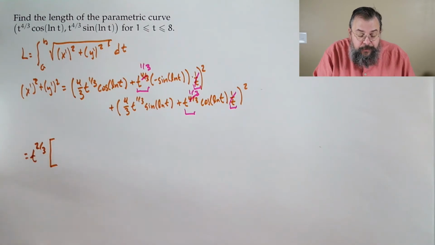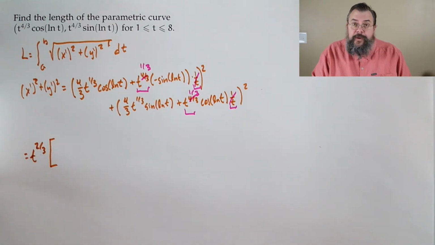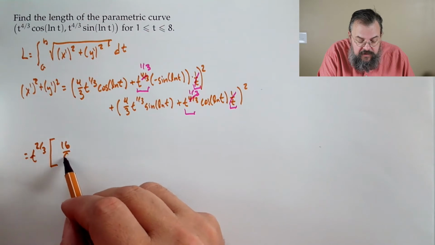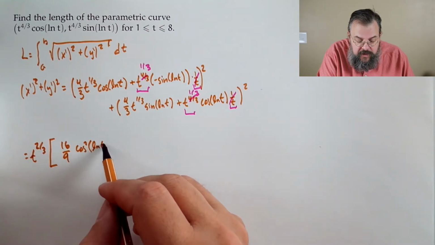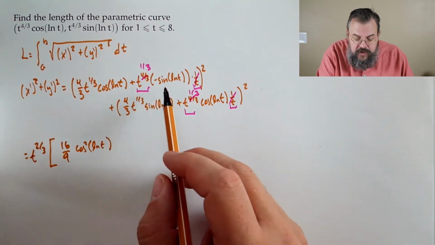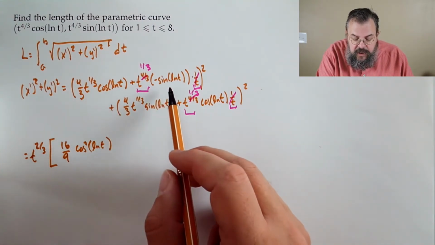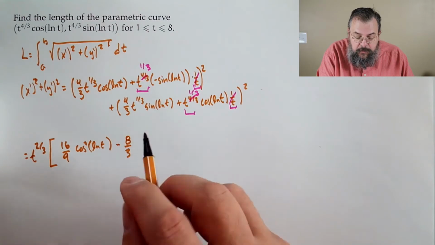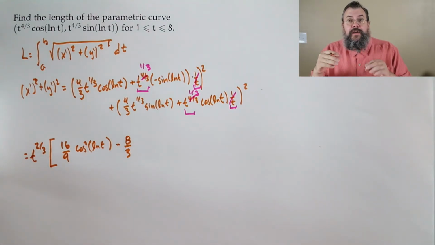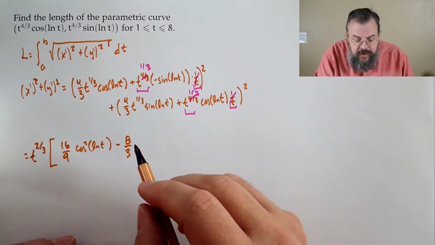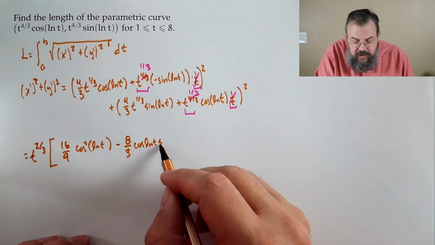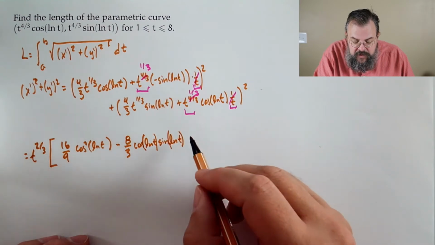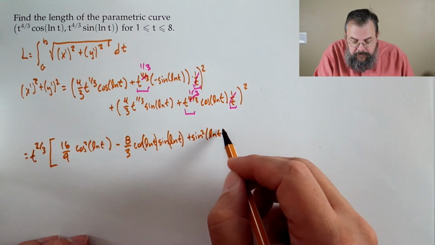And now we're going to get a lot of other stuff too. So time for us to be patient. We're going to square this, so that'll be 16/9 cosine squared log t. The cross terms, well, there's a cosine and a minus sine, and don't forget the 4/3. So it'll be minus 8/3. Remember, a minus b squared would be 2ab in the middle, so that's 2 times 4/3. Cosine log t sine log t. All right. Then plus sine squared log t.